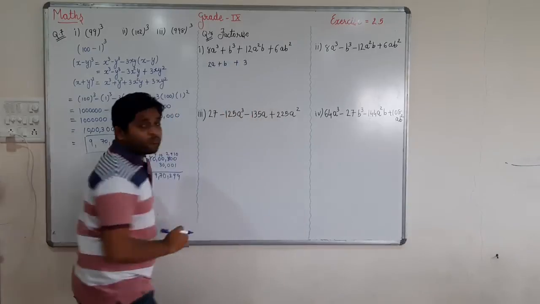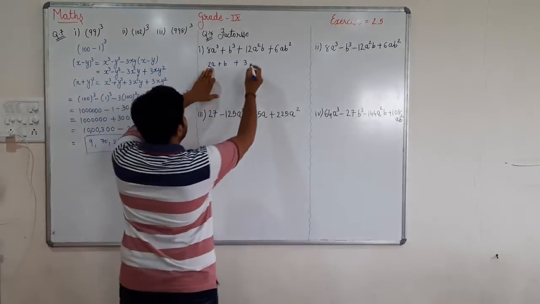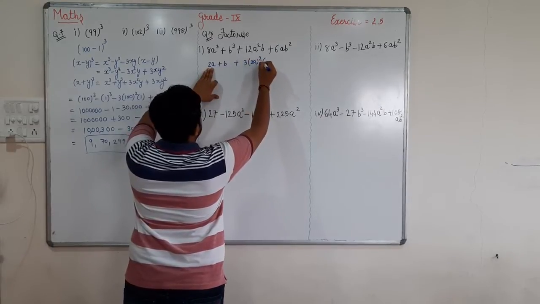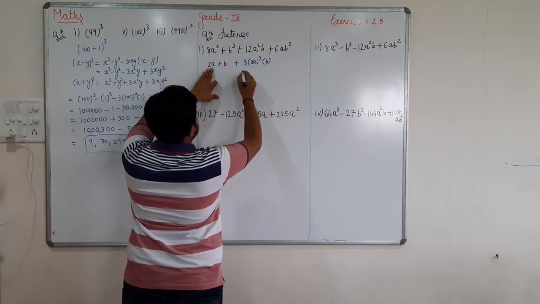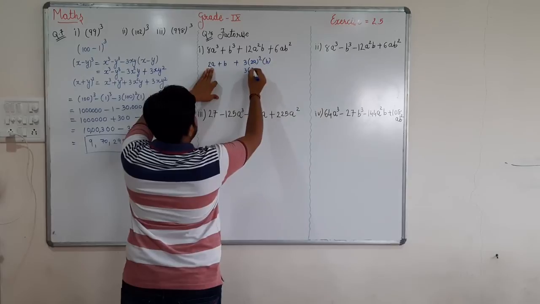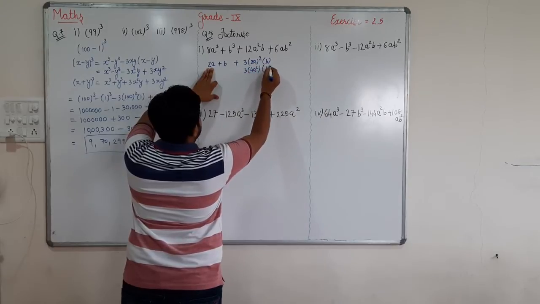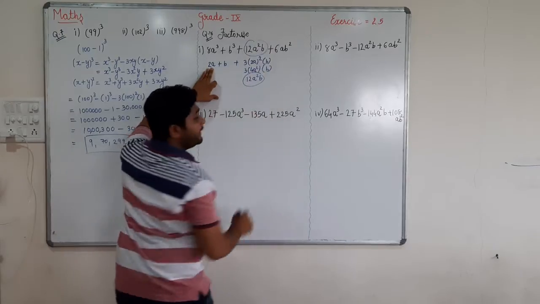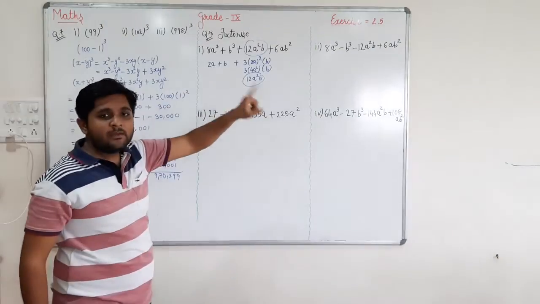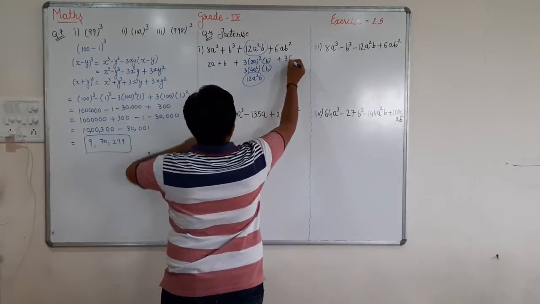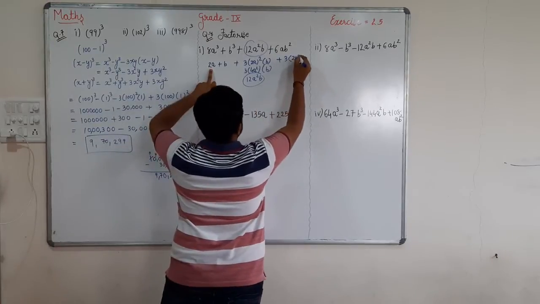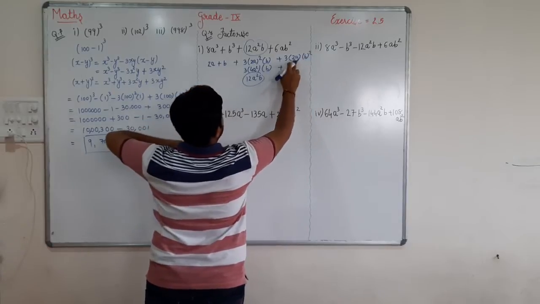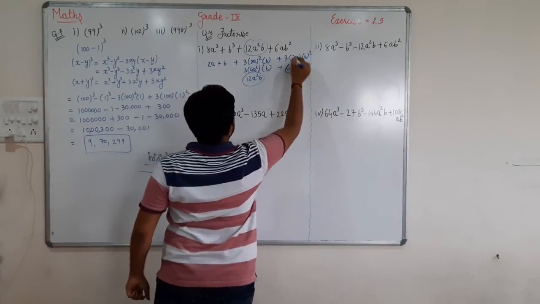Now 3a square b. So we can write it like this: 3 times a square, where our a is 2a and our b is b. If you expand this, 2 square is 4a square and b. 3 fours are 12a square b. So we will get this one, right? Now 3ab square: 3, our a is 2a, our b is b square. 3 twos are 6ab square. So we got it. Yes.